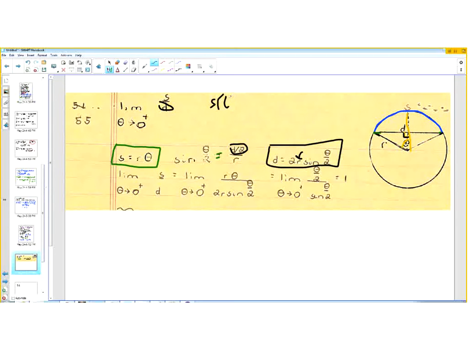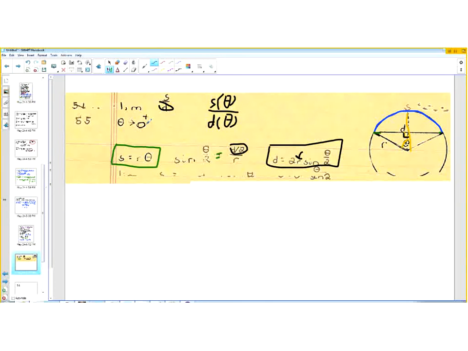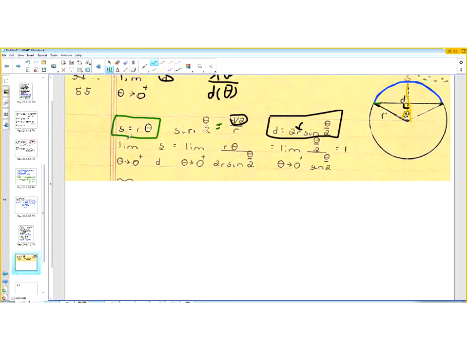We replace S of theta with a function of theta divided by D of theta. So we have to use what are essentially considered parametric equations. So S and D are functions of theta. All right, so now we just make the substitution. So here's the limit problem. Replace S with its definition in theta, and then replace D with its definition in theta.